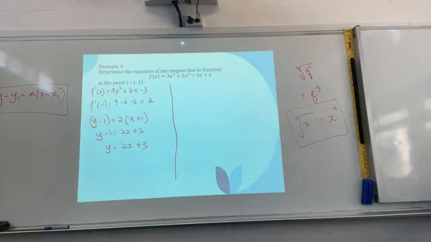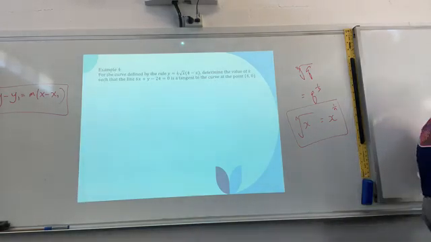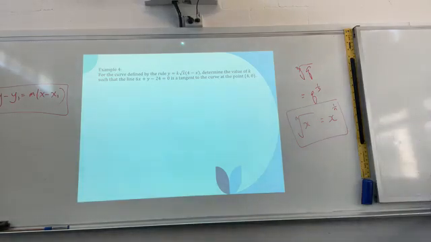All right, let's move on to the last example that I have for you. Now this time, for the curve defined by the rule y = k√(4 - x), you need to determine the value of k such that the line 6x + y - 24 = 0 is a tangent to the curve at the point (4, 0).